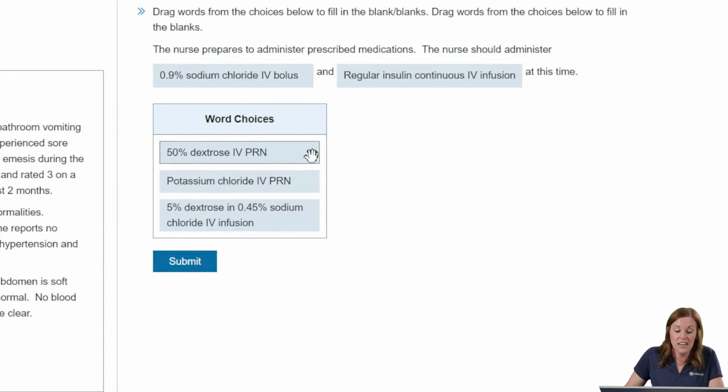Potassium chloride IV, this is something we should do, but we need to make sure and give the insulin first. So if we have 3 right answers, these are going to be our 2 most correct answers.